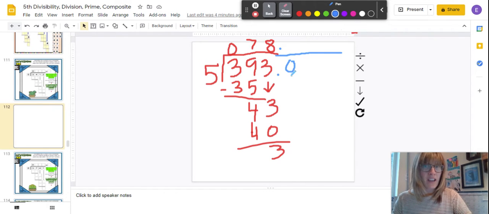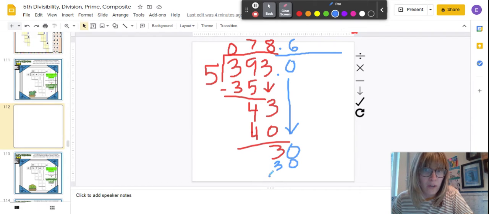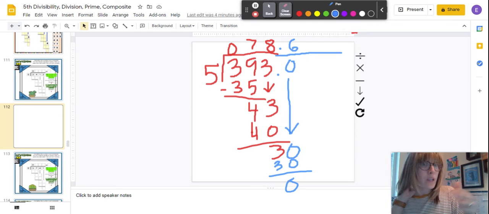Once we've done that, we can say, oh, well, magically another digit has appeared. So now I can do this step of bringing it down. So now, I can bring down my 0, and now I can check. Well, does 5 fit into 30? Yeah, it does. 5, 10, 15, 20, 25, 30, it fits 6 times. And it happens to fit perfectly. So there are no other remainders. 0. So we're done, right? 393 divided by 5 gets you 78.6, or 78 and 6/10.